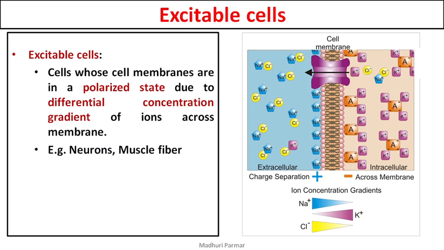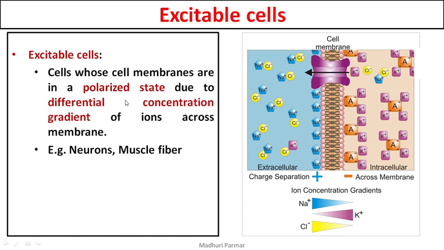So let us start by talking about some basic things like excitable cells. From the name itself you can understand that these are the cells which can be excited. Not all the cells of your body are excitable. Only a few cells like your neurons and your muscle fibers can be excited. Now what does it mean? These are the cells whose cell membranes are in a polarized state.